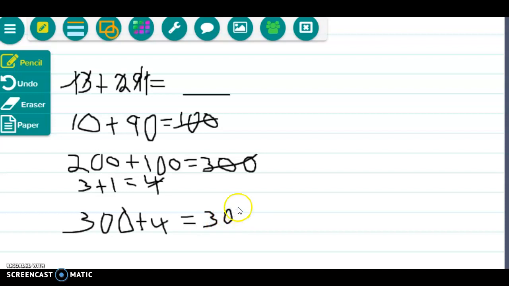Did you get 304 as your answer? If you did, congratulations! You're doing a great job. If you didn't, please check your work and see where you went wrong. Go ahead and make your corrections.